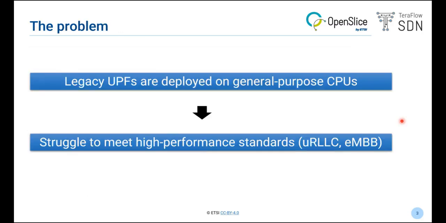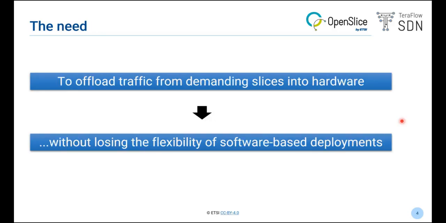So as you may know, legacy UPFs are deployed on commodity hardware nowadays, and this can be a bit restrictive sometimes by means of performance when you want to meet high performance standards like ultra low latency slices or high throughput slices. So the need is basically to find a way to offload traffic for those demanding slices into the hardware and achieve higher performance, but without losing the flexibility that software-based deployments offer.